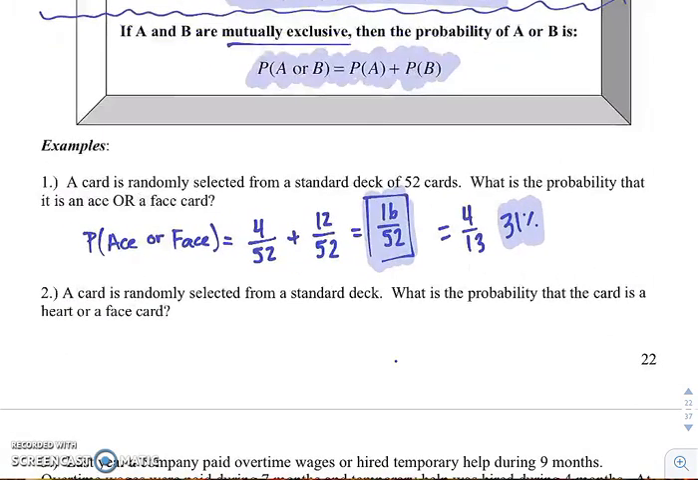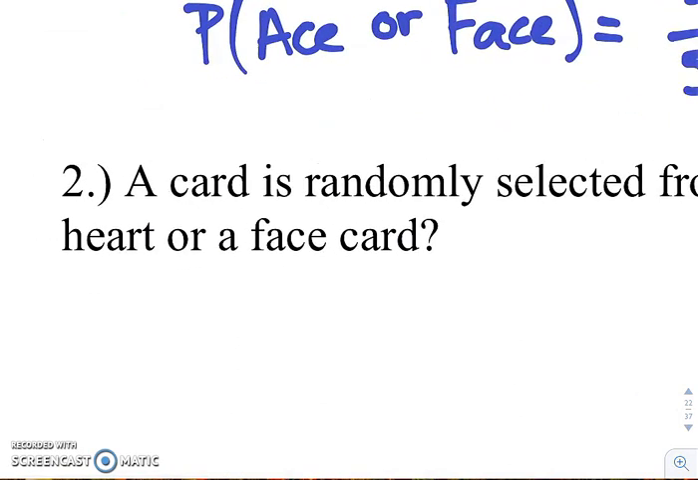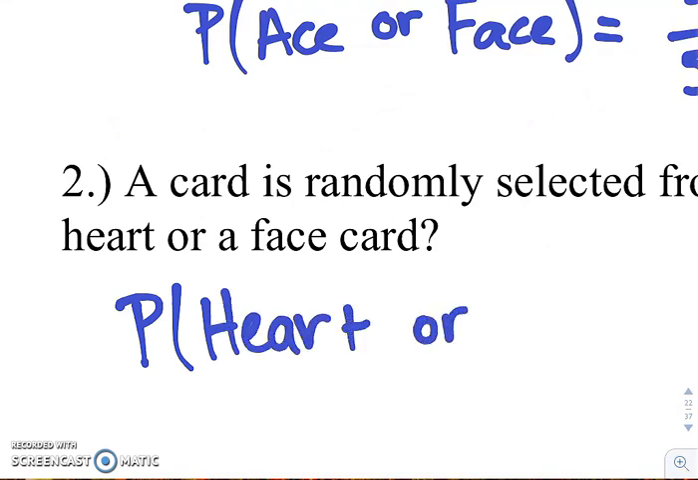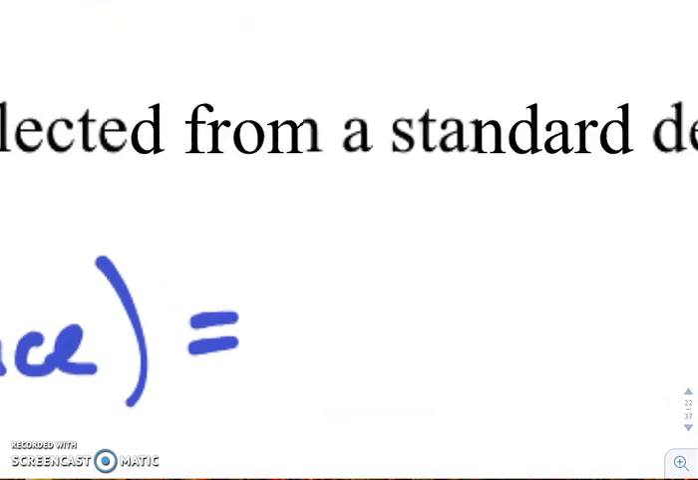So if there is overlap, you would need to subtract that overlap because we want one or the other. We want to exclude when they are both. So if you look at number 2, a card is randomly selected from a standard deck. What's the probability that it is a heart or a face card? So we want the probability of a heart or a face card. Then you just want to count the number of heart cards and the number of face cards. Heart cards, there are 13.